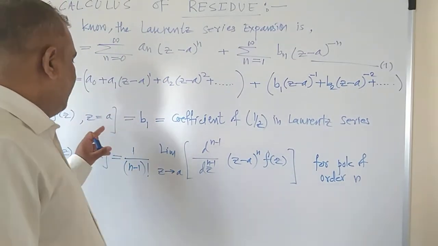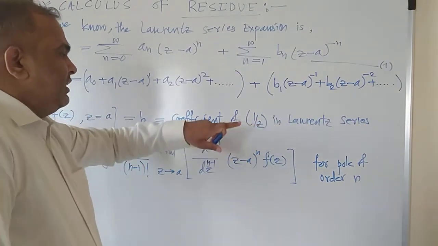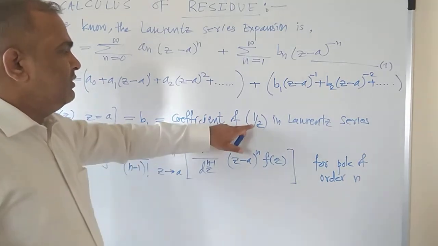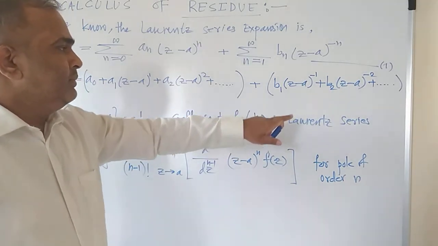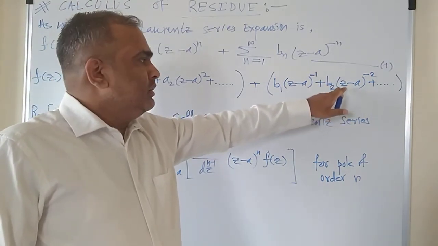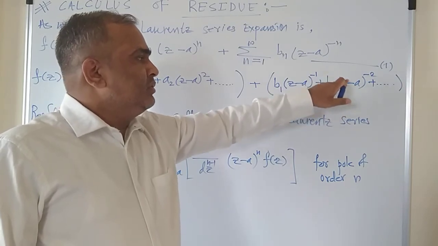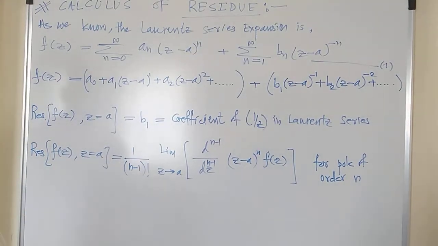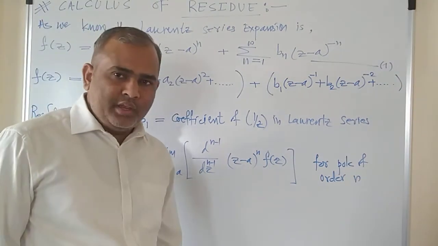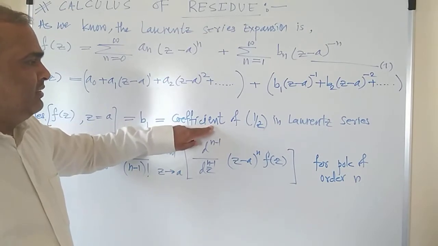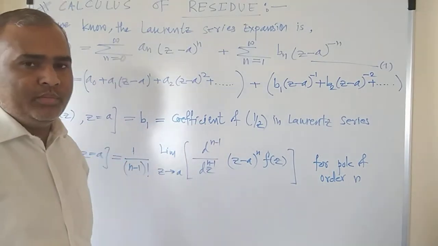If the example can be expanded in terms of the Laurent series, then only b1, because b1 is the only coefficient of 1 by z. b2 is not the coefficient of 1 by z, because b2's coefficient is 1 upon z square, right? So these are the residues of the complex function at z is equal to a, if the series is expandable and if it is not expandable.